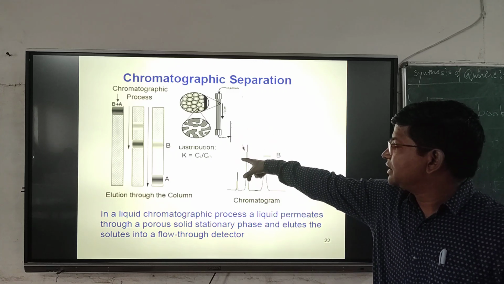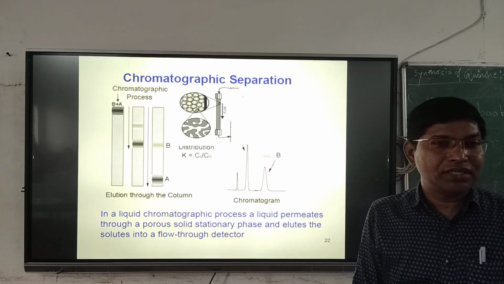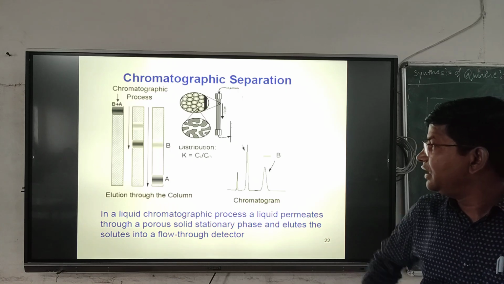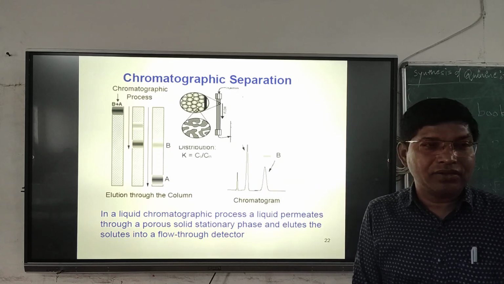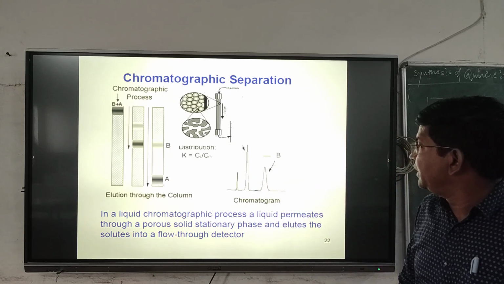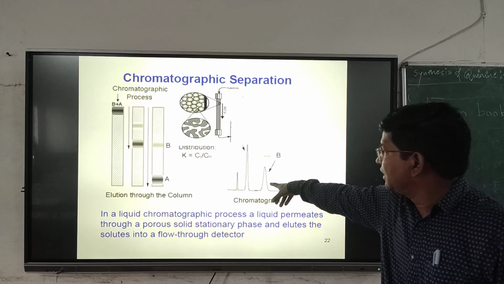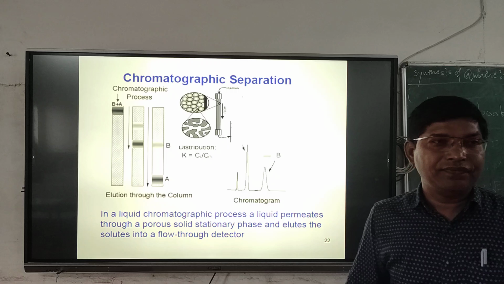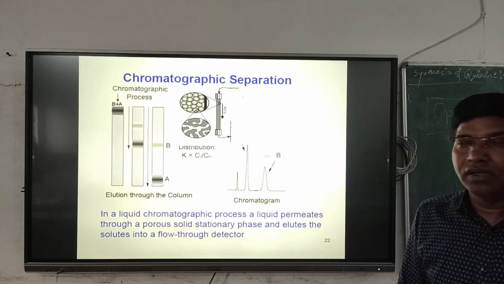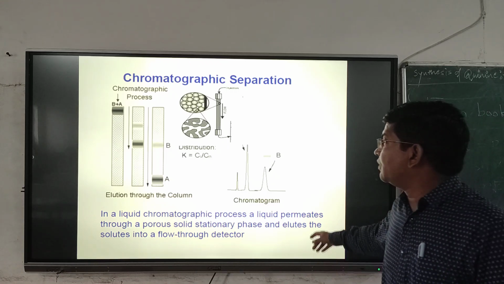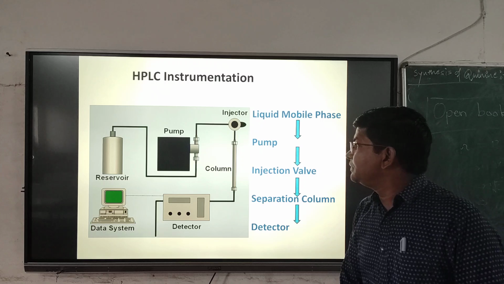So here the separation depends upon the concentration of a solute in the stationary phase divided by the concentration of the solute in the mobile phase. In this way we will also see the peaks. This is a peak for the mobile phase. The mobile phase will also show some peaks, chromatographic peaks in HPLC.